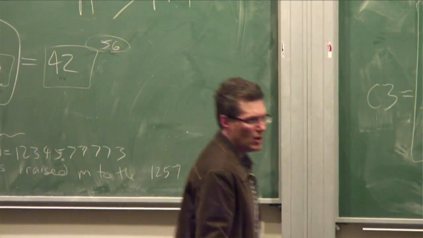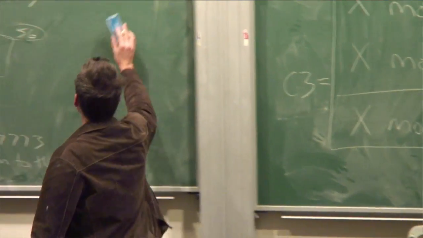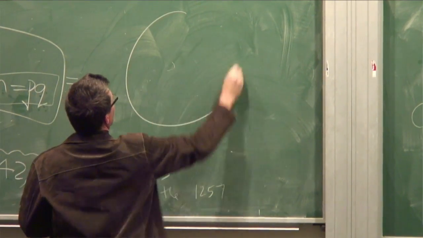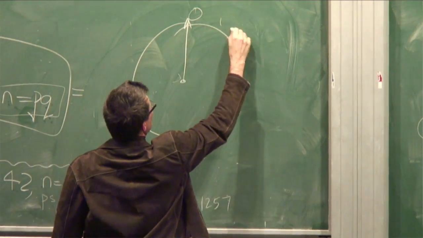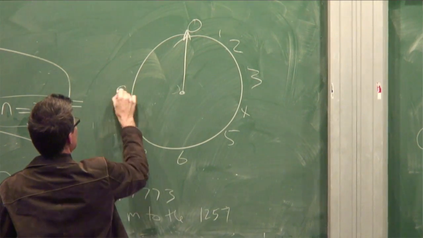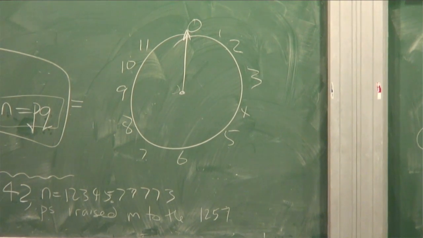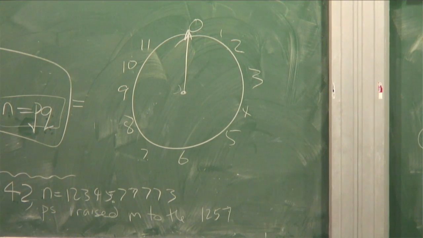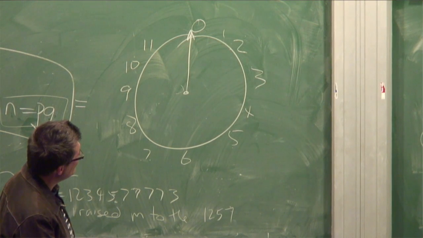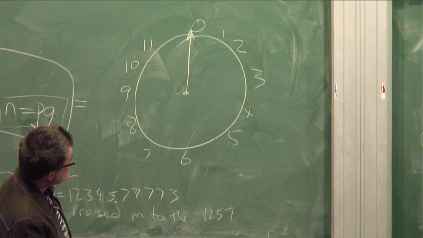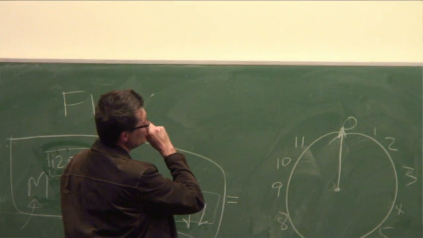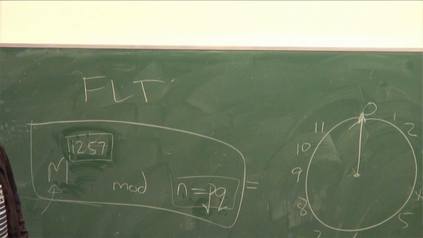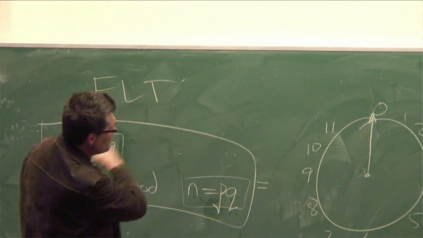Let's suppose we're working mod 12. Let's work on clock arithmetic. So we've got 0, 1, 2, 3, 4, 5, 6, 7, 8, 9, 10, 11. I'm going to take a message and raise it to a power mod 12. Let me think. My message is going to be some number. I'm trying to work out quickly in my head how to do it. I got it. It's not such a good example with base 12.